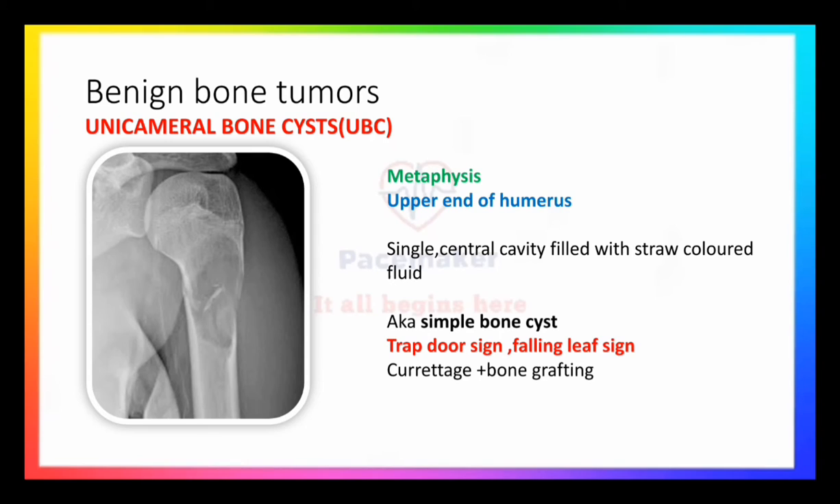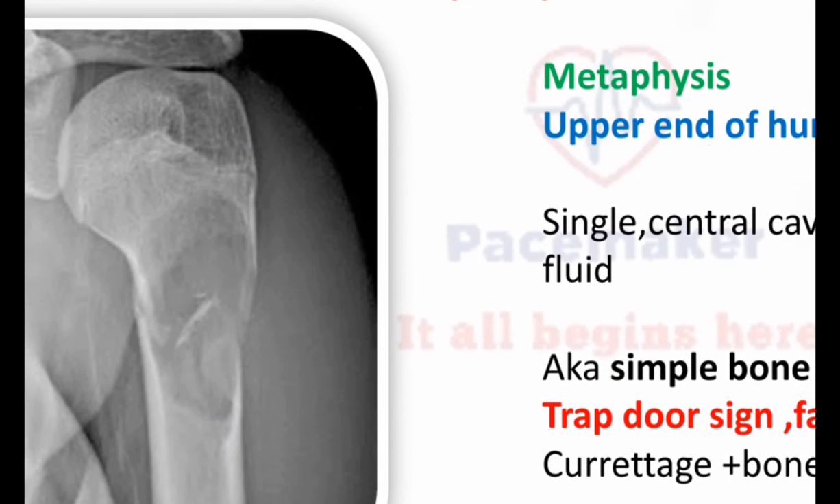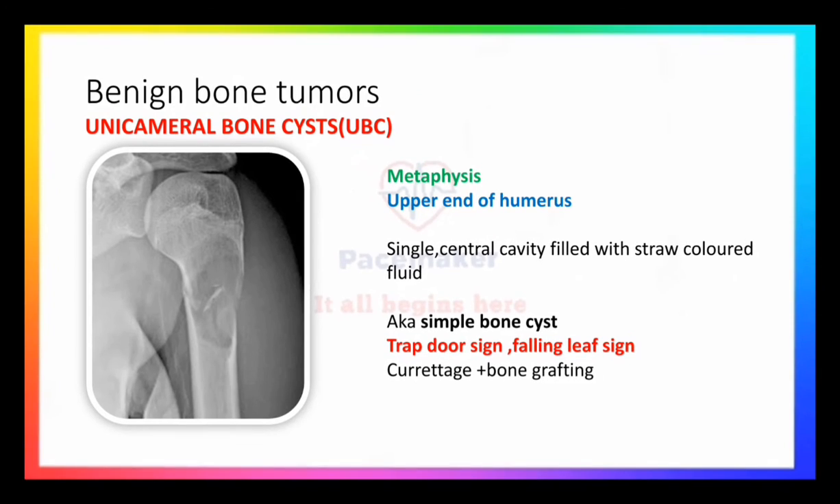There are a few signs: trapdoor sign and falling leaf sign. See, this is the falling leaf sign, and the treatment here is curettage plus bone grafting.